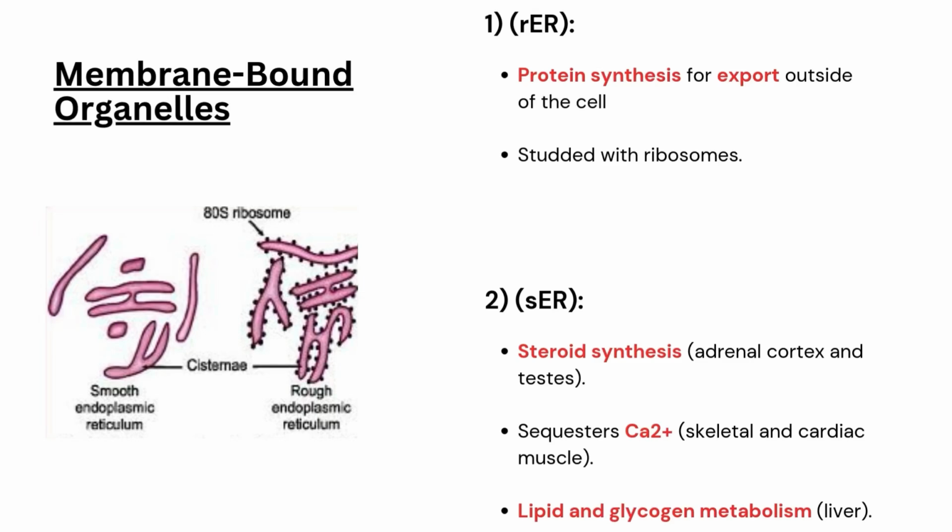The second is smooth endoplasmic reticulum. Smooth is for steroid synthesis in adrenal cortex and testes. If we talk about cardiac and skeletal muscle, their smooth endoplasmic reticulum is for sequestering calcium. If we talk about liver, the function of smooth endoplasmic reticulum is for lipid and glycogen metabolism. So remember, in different organs, smooth endoplasmic reticulum has different functions.